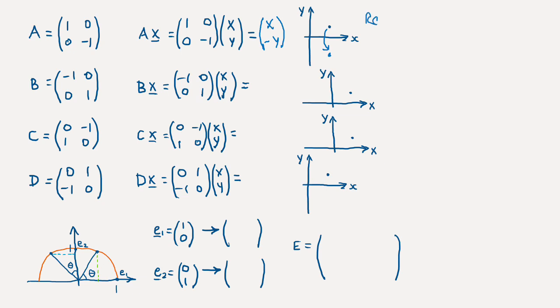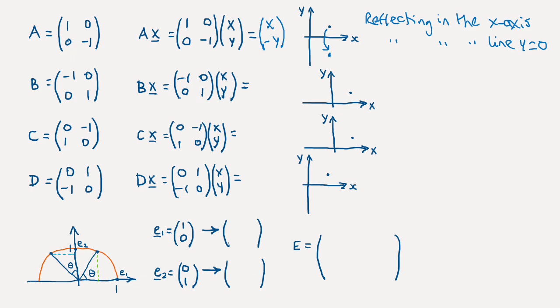We are reflecting in the x-axis. Sometimes you'll see this written as reflecting in the line y equals 0, because all along the x-axis the value of y is 0. Okay, next let's look at matrix B, minus 1, 0, 0, 1.